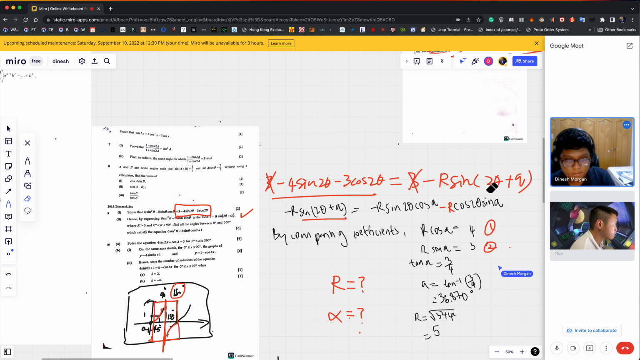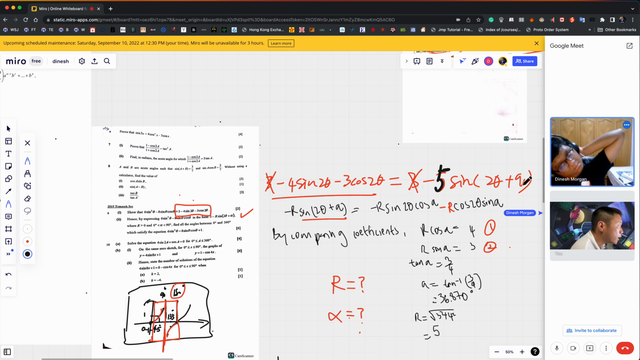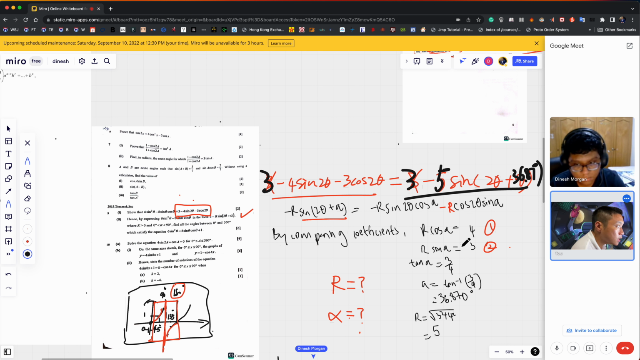Then you just replace the R here with 5, right? Then you replace the A. So this one is 5, this is A. Okay, sorry, so this one with 36 point something, right? Yeah. Okay, good. So if you put the 3 in, this is what you're supposed to get. Now you need to solve the last part.